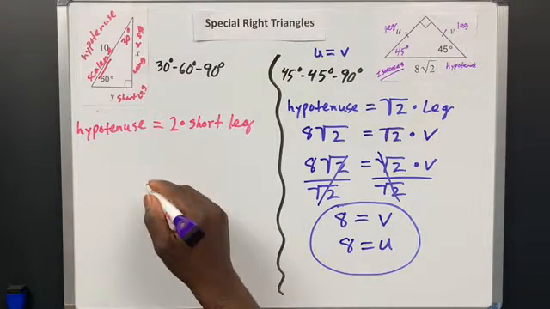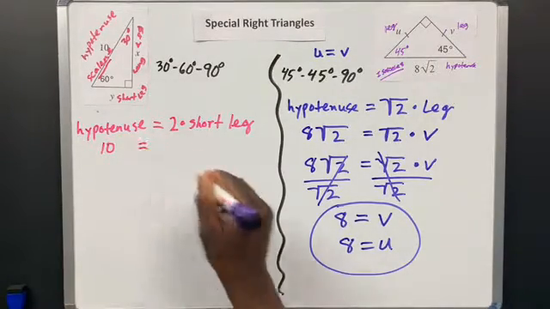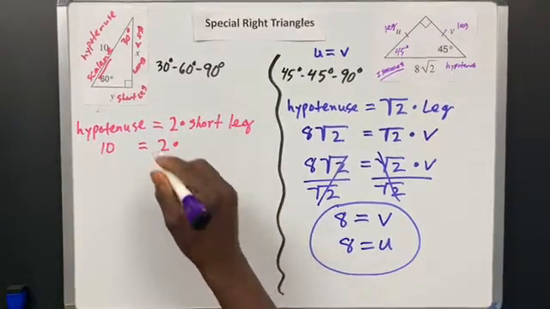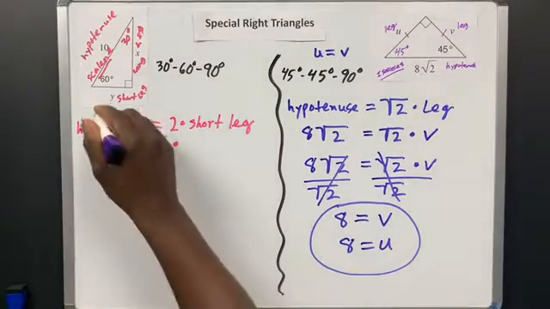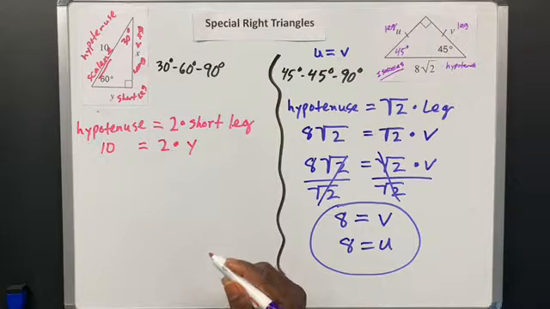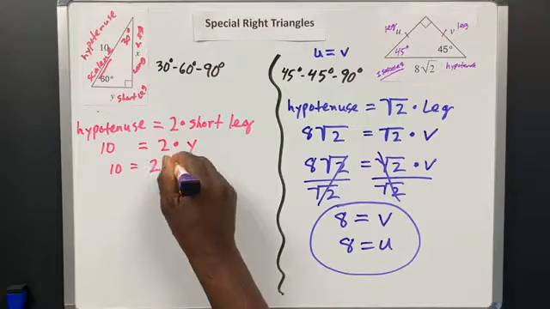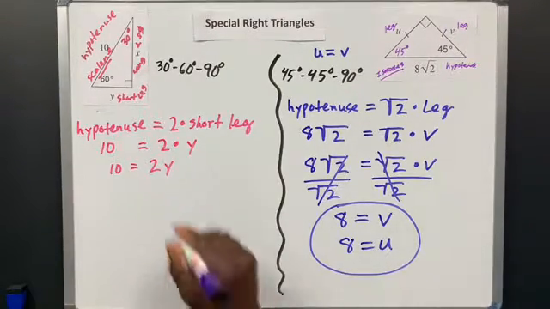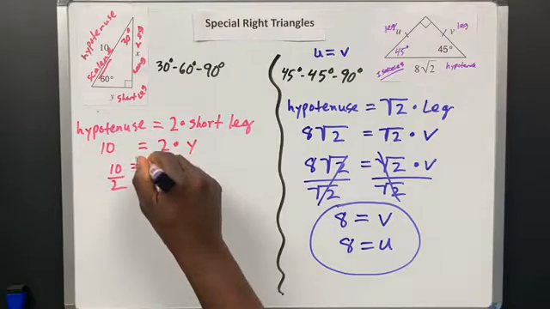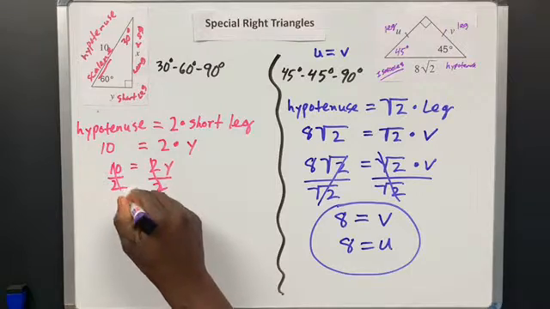So the hypotenuse, let's go ahead and substitute. The length of the hypotenuse is 10 equals 2 times, and the length of the short leg is y. We don't know what that is, so we just write y. Very good. Now, let's copy that again because this is a fairly simple case of solving for y. 2 times y. The opposite of multiplying by 2 is to divide by 2. Divide both sides of the equation by 2. Cross that out. And we get y equals 5.